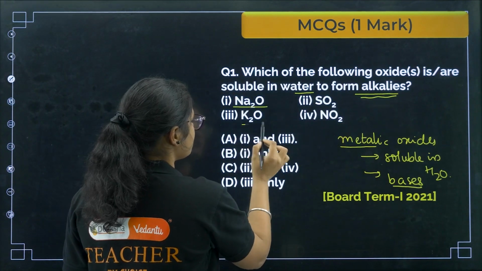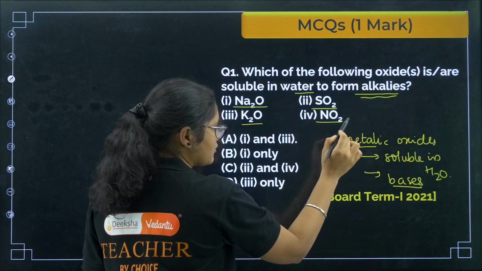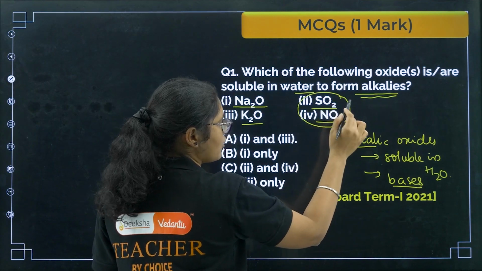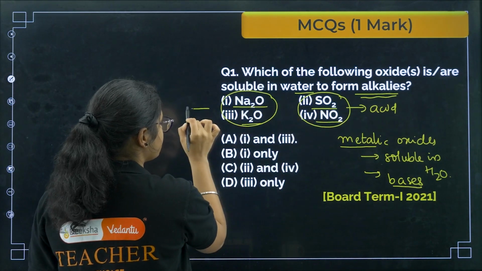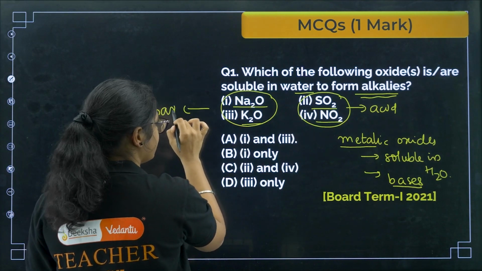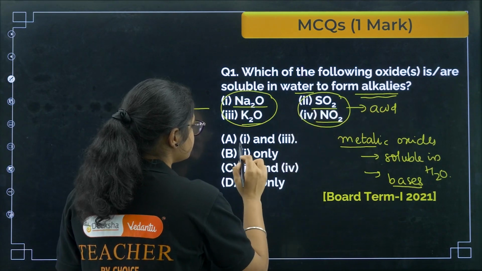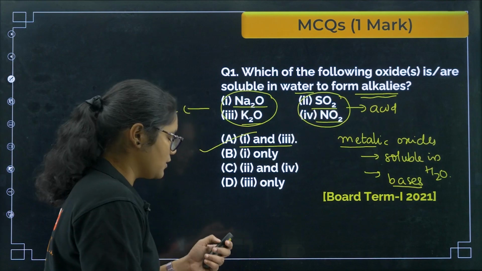You can see these two are metallic oxides, these two are non-metallic oxides. If you dissolve these in water, they will form acid. If you dissolve these in water, they will form base, or you can say alkalis. So option number A is the correct answer.